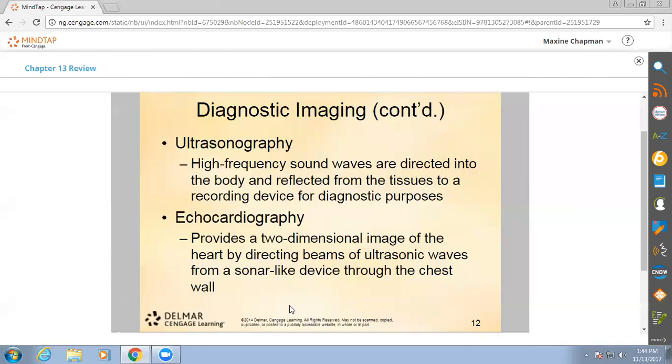Echocardiography provides a two-dimensional image of the heart by directing beams of ultrasonic waves from a sonar-like device through the chest wall. It's useful for the assessment of valvular function and intraventricular blood volume during cardiac surgery, and for the detection of cardiac chamber enlargement and septal defects.